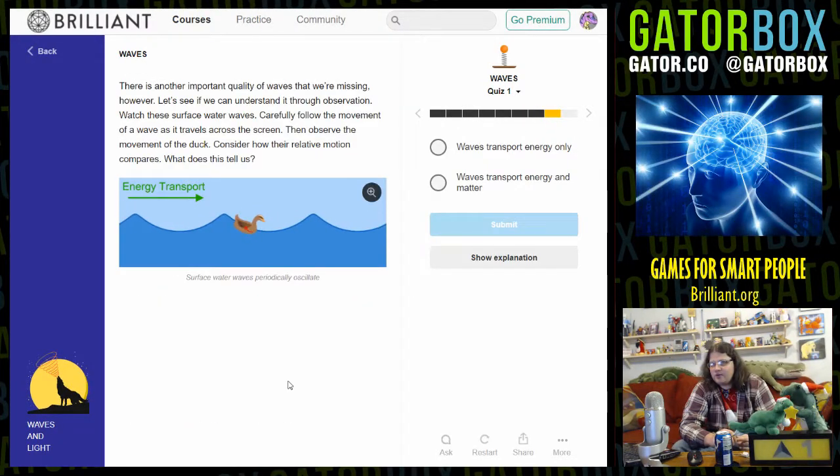Watch these surface water waves. Carefully follow the movement of a wave as it travels across the screen. Then observe the movement of the duck. Consider how their relative motion compares. What does this tell us?